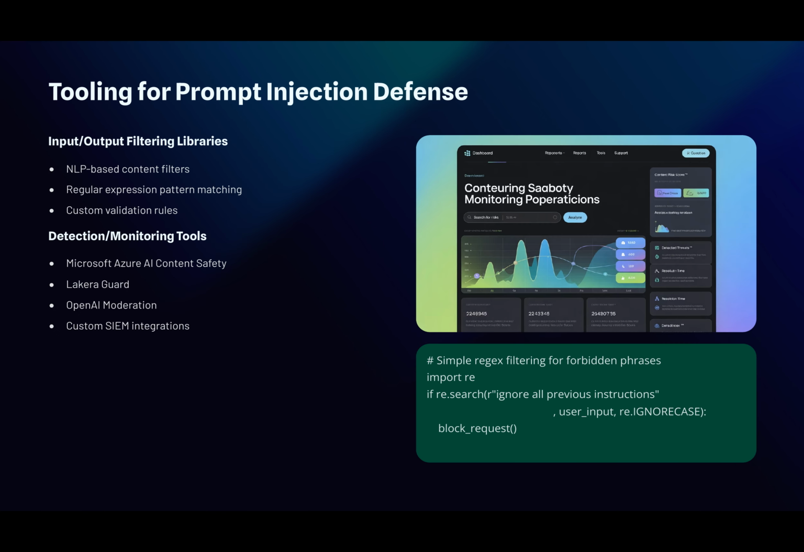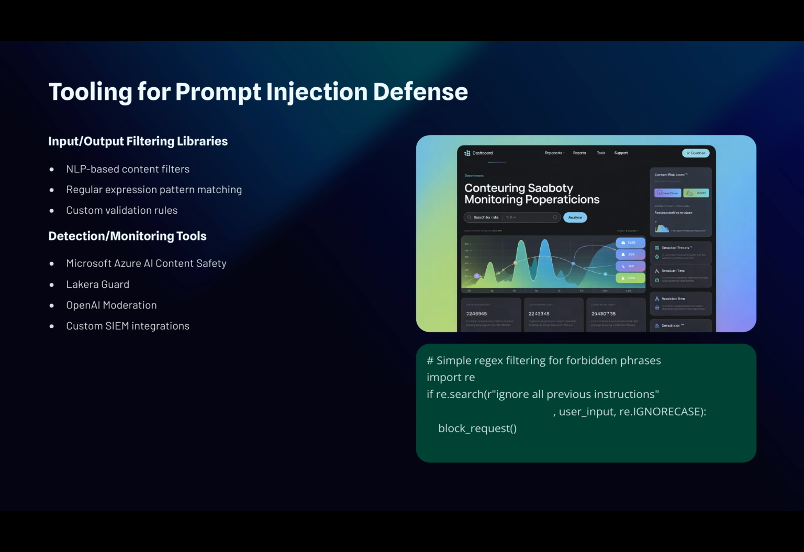On this slide, we're looking at some of the tooling options available for defending against prompt injection attacks in AI systems. First, we have input and output filtering libraries. These include natural language processing-based content filters, regular expression pattern matching, and custom validation rules to help detect and filter out malicious content before it ever reaches the model or leaves your application.